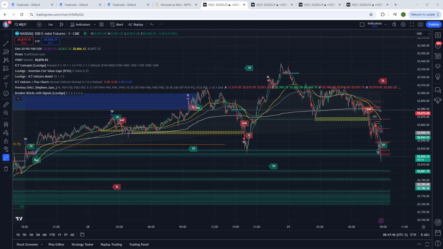What's going on, guys? A couple of people have asked about my trading setup, so I'm just going to go through all my settings here on TradingView.